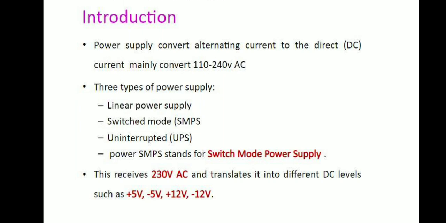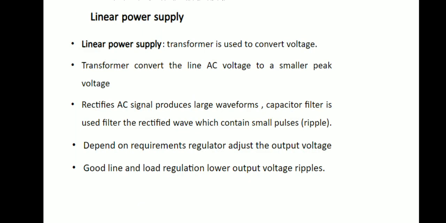This receives 230 AC mains voltage and translates it into a DC voltage such as -5, +5, -12, +12, according to the requirement of the user. Linear power supply. In the linear power supply, a transformer is used to convert the voltage. The transformer converts line AC voltage to a smaller peak voltage.